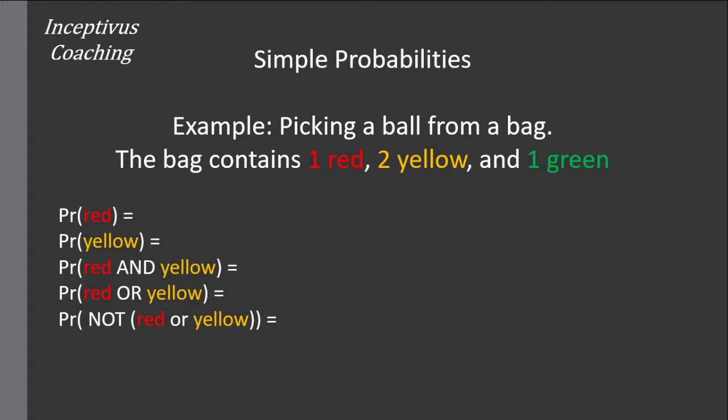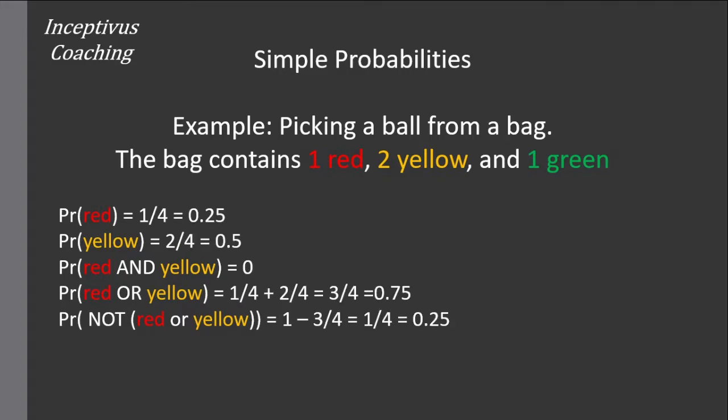So I might ask you a series of questions, such as the probability of red, yellow, red and yellow, red or yellow, and not red or yellow. So let's take a look. The probability of picking a ball that is red is simply 1 out of 4 because there's only 1 red ball and there are 4 balls in total. The probability of picking a yellow ball is 2 out of 4 because there are 2 yellow balls out of the total 4.